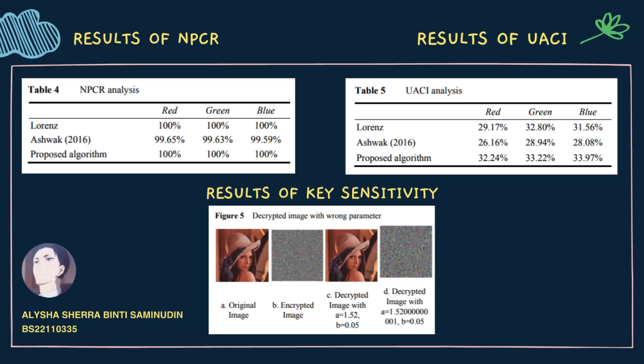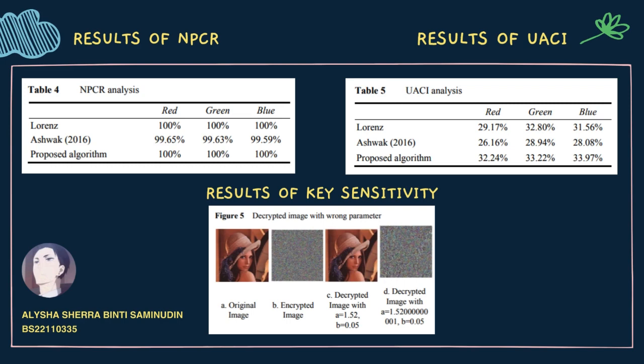Meanwhile, next to it is the result of Unified Average Changing Intensity, or known as UACI. This UACI will find the average intensity of differences between two images. In table 5, as you can see in light green, all of the proposed algorithm percentages show that it is more than 32%. This means that the rate of influence regarding one pixel change is very large.